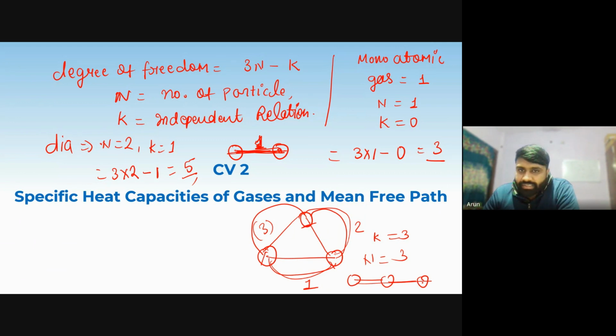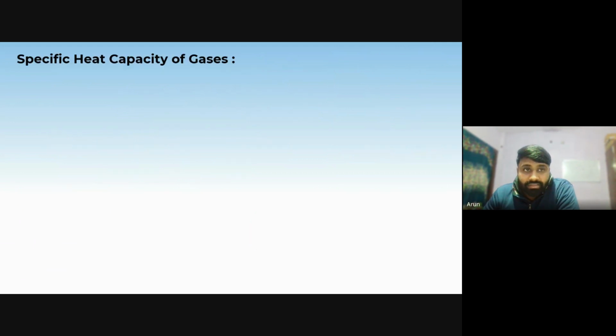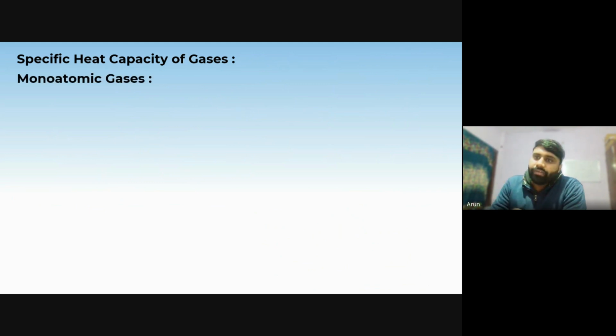Now the specific heat capacity and mean free path. Specific heat capacity, by definition, we know is the amount of heat that we supply to the system to raise the temperature of the system by 1 degree Celsius. For specific heat capacity, it is to raise the temperature of 1 gram of substance by 1 degree Celsius. For molar heat capacity, if I want to raise the temperature of 1 mole, then it is termed molar heat capacity.